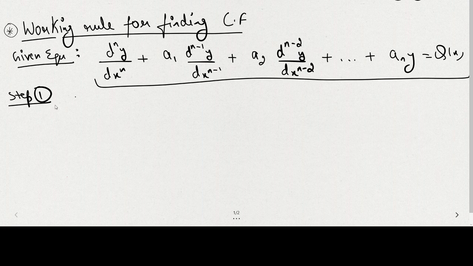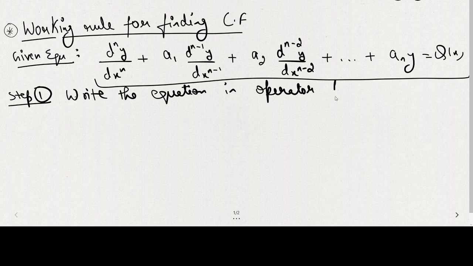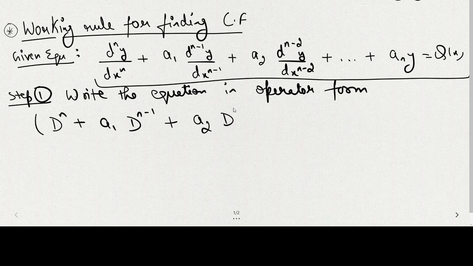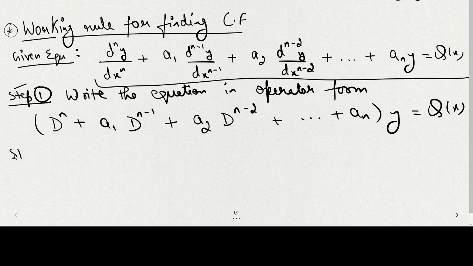Okay, so step one is to write the equation in operator form. If you write that down in operator form, it will be D^n plus a1 D^(n-1) plus a2 D^(n-2) plus dot dot dot plus an, applied to y, is equal to Q(x). So this will be the operator form.